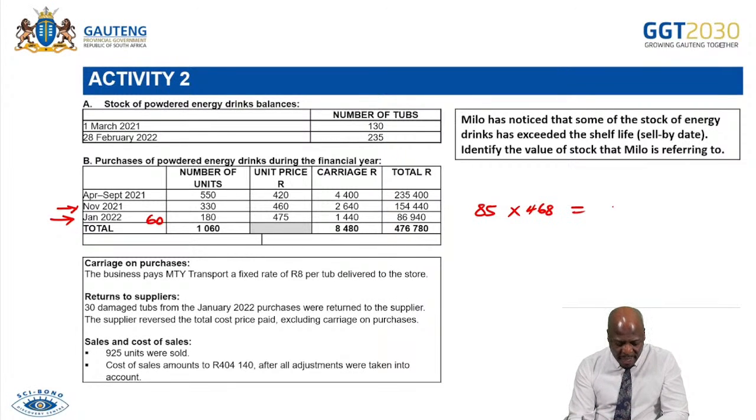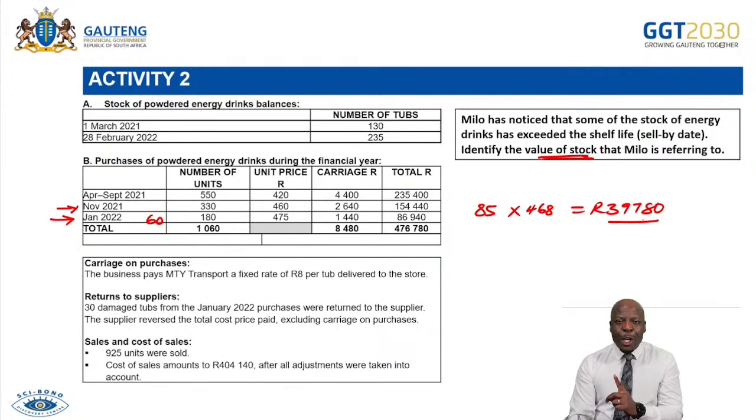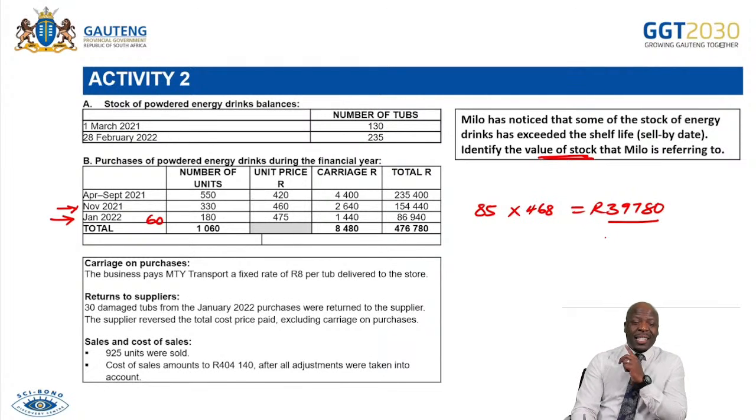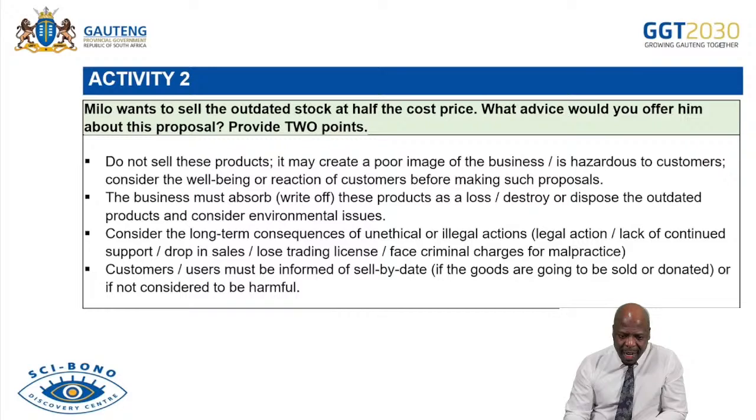And thereby, you'd find that their value was 39,780. So, Milo has noticed that some of the stock of energy drinks has exceeded the sell-by date. Identify the value of stock. What is that value of stock in rands that Milo is referring to? So Milo is referring to the 39,780. That is the stock that has exceeded the shelf life. That is the stock that Milo is referring to.